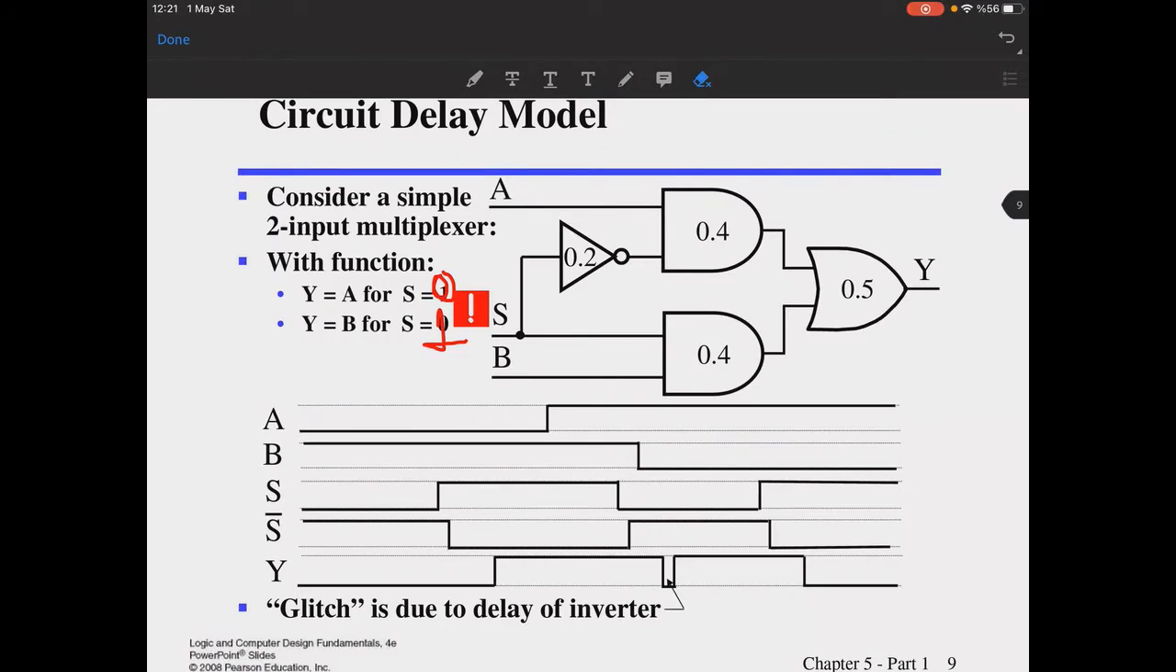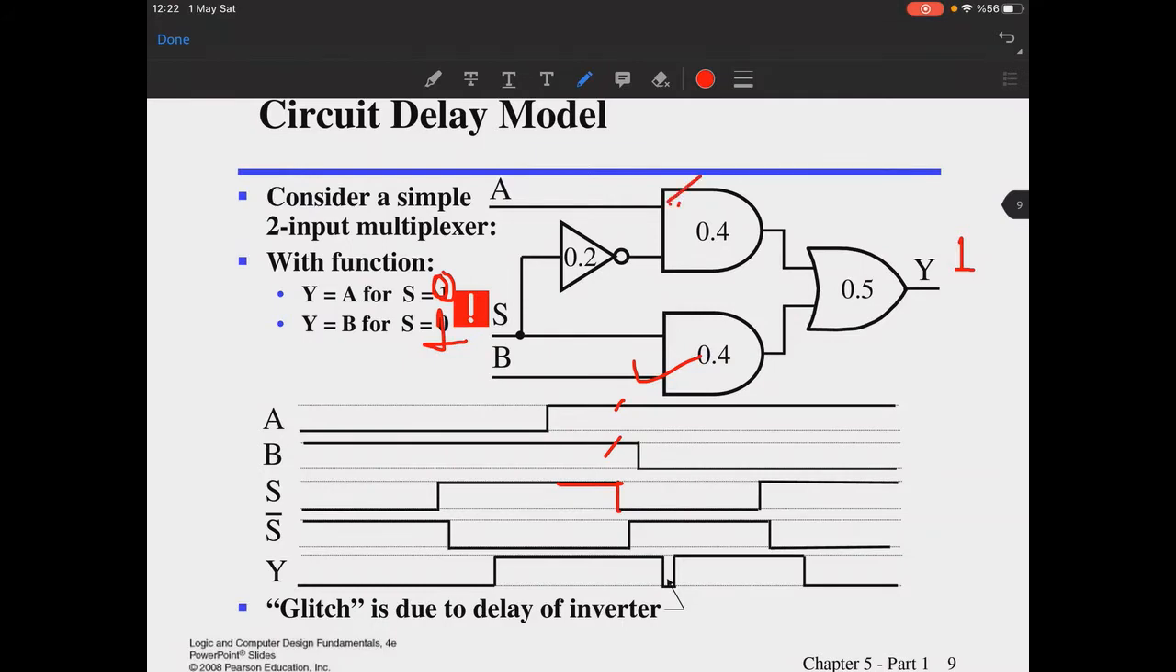And just take a look at this. At this particular moment, as you see, your A and B are both 1 here, so you need to see 1 here no matter which one is selected.